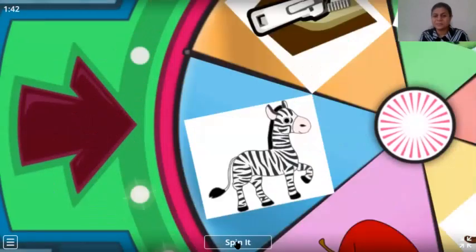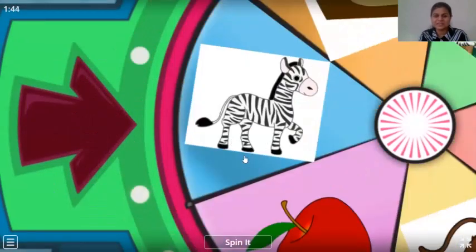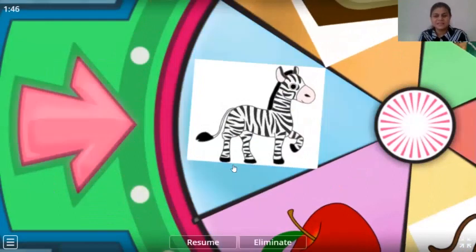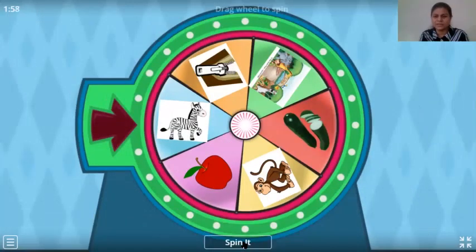And here is a picture. Can you tell me what is this animal? Zebra. Z, z, zebra. Correct. It is a letter Z picture, so no need to eliminate. Let's resume. And let's spin the wheel.